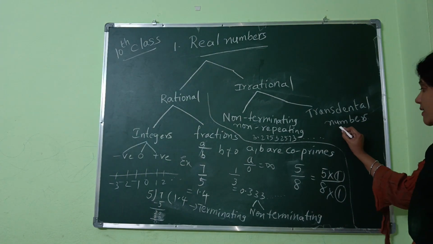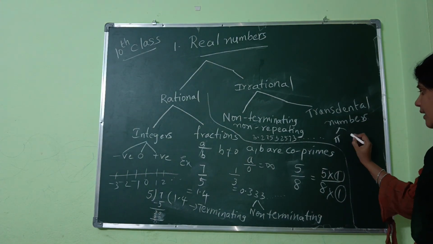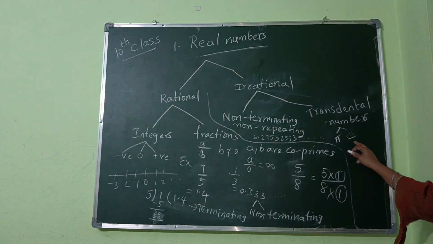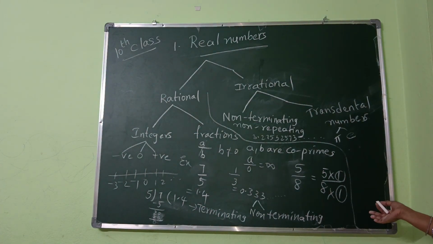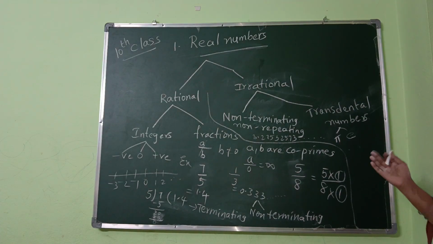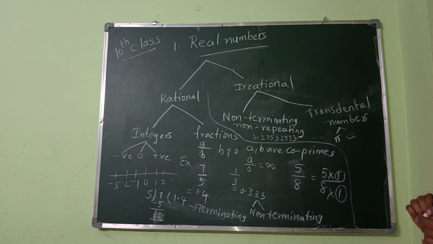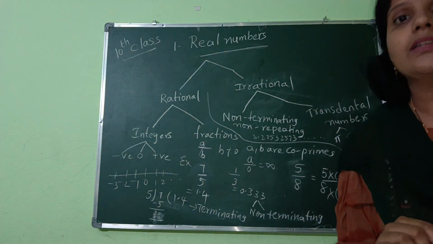So what are transcendental numbers? Pi and e. These both are transcendental numbers. These two are also non-terminating and non-repeating decimals. So when we observe pi and e, we can simply say that they are irrational numbers, meaning they are transcendental numbers. So transcendental numbers also come under irrational numbers. Got it? Next we will go to another concept.